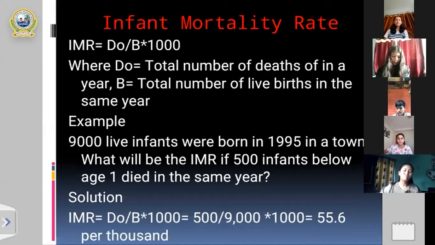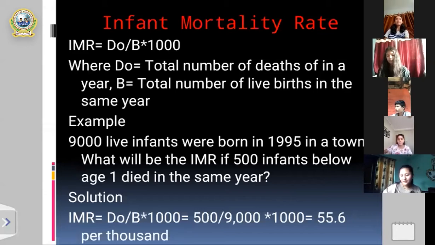by B multiplied by 1000. Now, let's see the definition of D small o and B. Where D equals the total number of deaths in a certain year, and B, the meaning of B is the total number of births in the same year.